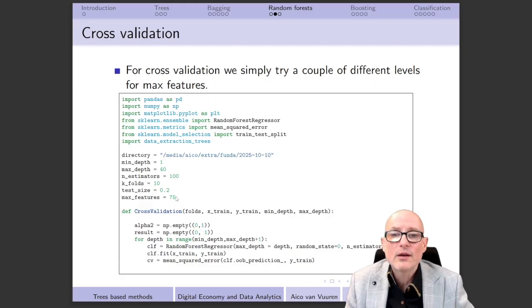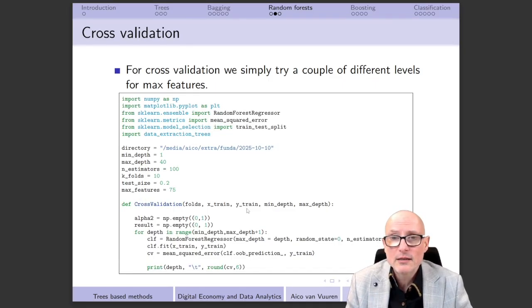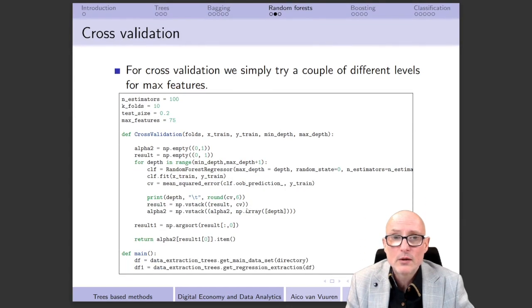I haven't done a complete cross-validation here, because if we would like to do this really well, we would do cross-validation both with respect to the maximum number of features as well as the optimal depth. But that is not what I have done here. Cross-validation is only going to be based on the optimal depth, and in that sense it looks almost identical to what we have already seen before.